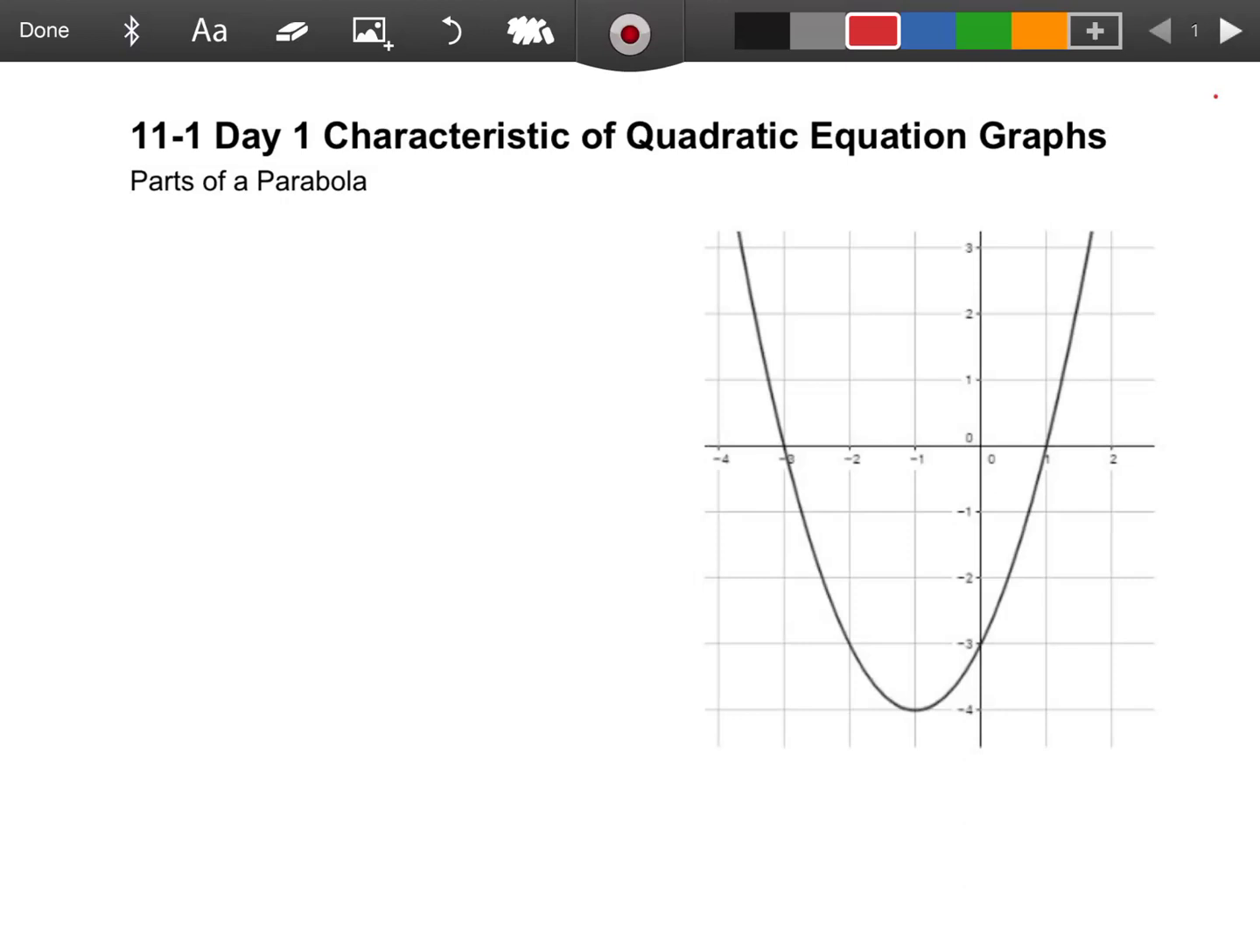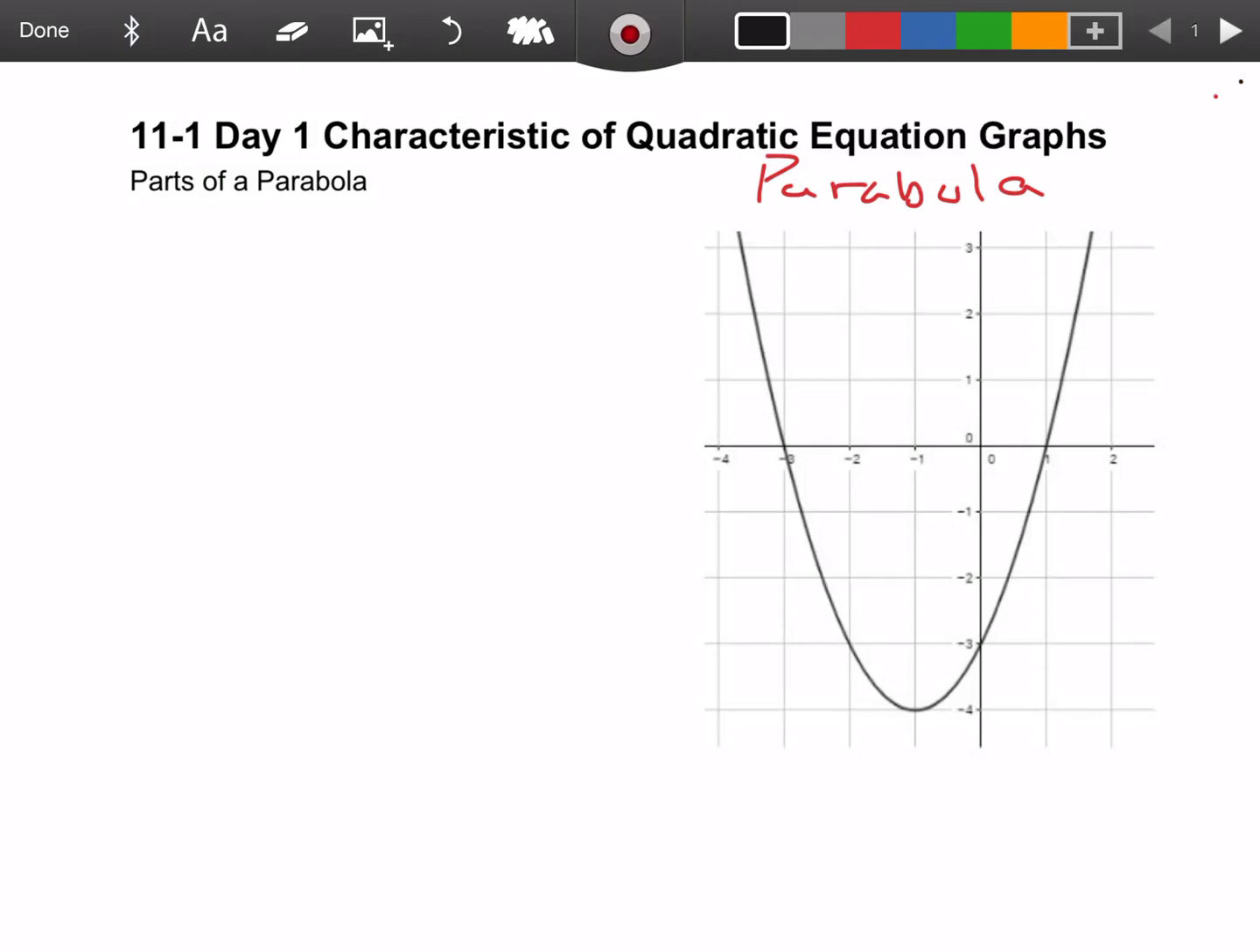Today's video is our first lesson in quadratic equations. So really we're not going to be studying the equations, but we're going to be studying their graphs. Over here to the right is the graph of a quadratic equation. We're not going to talk about the equation, but just the characteristics of the graphs today. This shape is called a parabola.